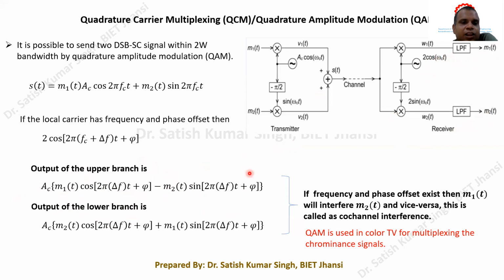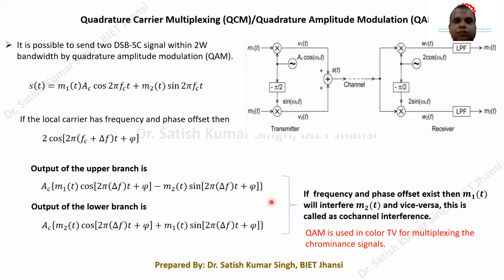Generally when this happens, because m1(t) and m2(t) are both present, and again in the output of the lower branch m2(t) and m1(t) are both present, this particular problem is called co-channel interference.